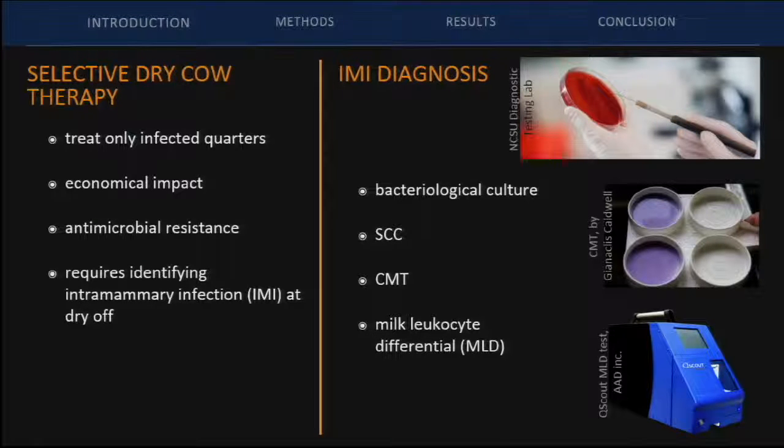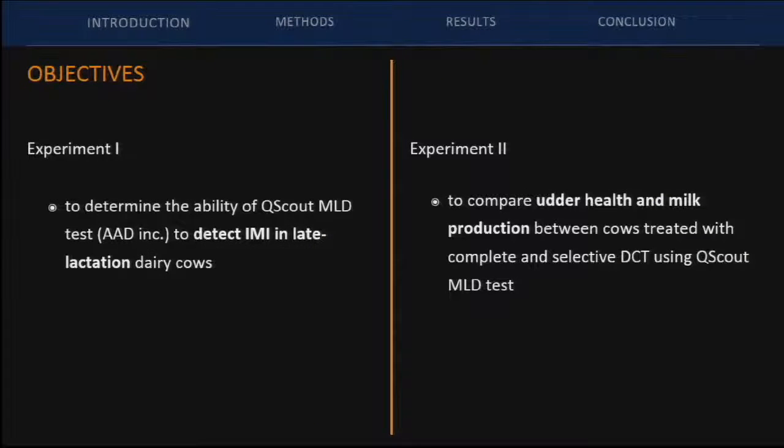The company I was hired by for this research is Advanced Animal Diagnosis. It's an American company, and they are developing milk leukocyte differential, which has been shown in a few studies to have the potential to maybe improve the diagnosis of intramammary infections compared to somatic cell count. They developed an MLD test called the Q-Scout, and they are interested in learning more about their product and justifying its use in a selective dry cow therapy context.